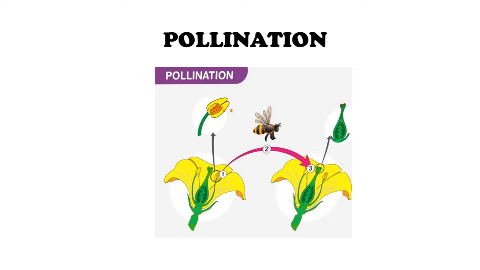Okay, now what is pollination? Pollination is a method where pollen grains are picked from an anther, which is the male part of a flower, and transferred to the female part called the stigma. The pollen grains must be transferred from the same species of flower.